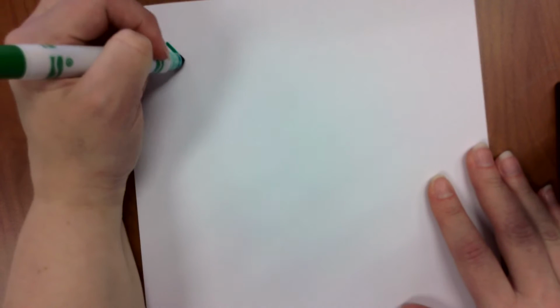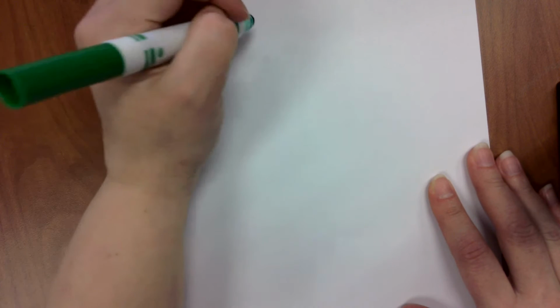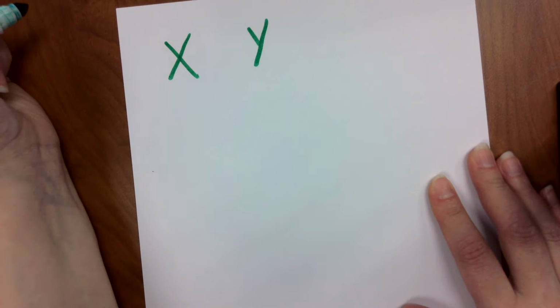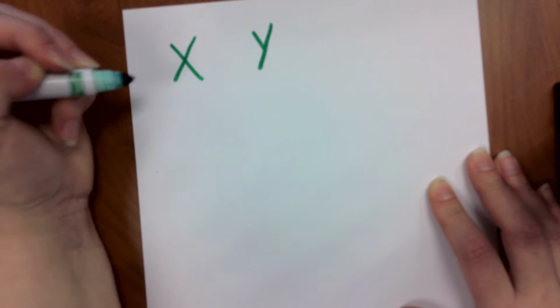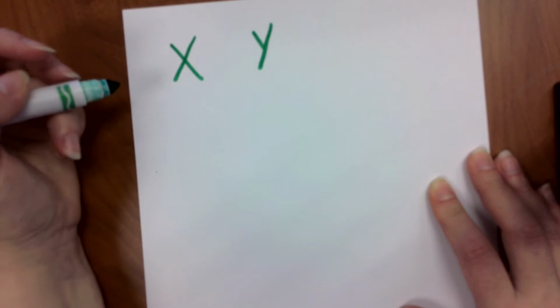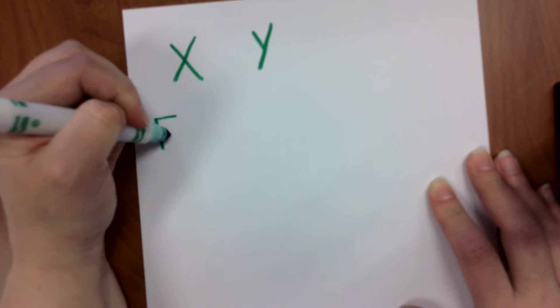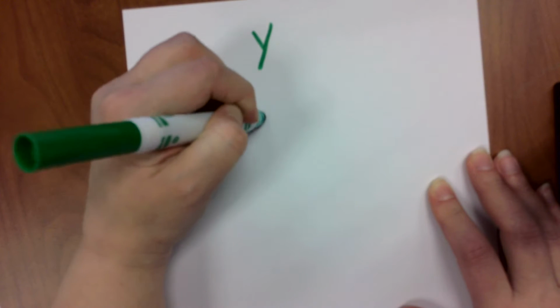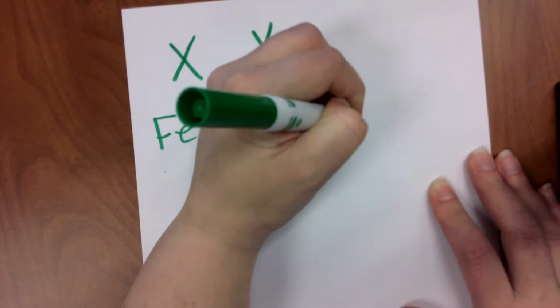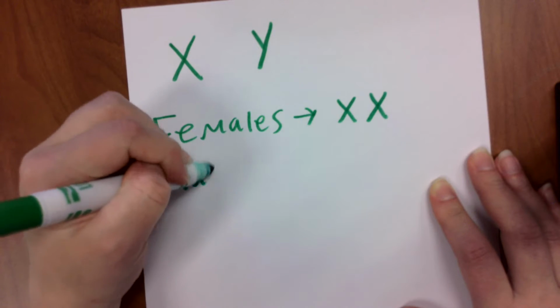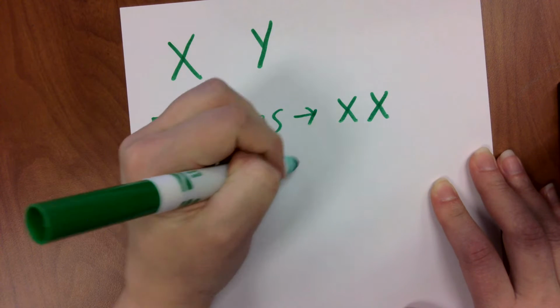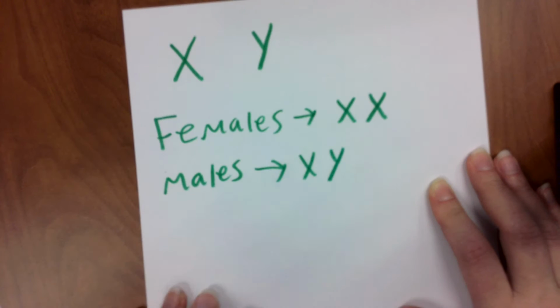And if you recall from our last unit, we have two types of sex chromosomes. We have the X chromosome and we have the Y chromosome. And if you remember, the sex of a person is based on the combination of chromosomes that you have. Most normal individuals, like normal females, have XX, two X's, whereas males have an X and a Y.